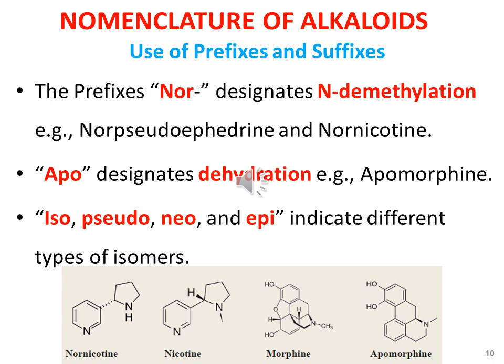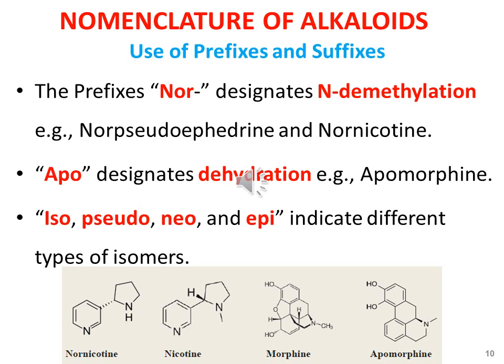Now let us discuss some of the most commonly used prefixes that are used to designate particular structural conditions of an alkaloid. The prefix NOR designates N-demethylation. What is meant by the N-demethylation? N-demethylation means that the alkaloid doesn't have any alkyl group or methyl group directly attached with the N atom in its structure. For example, NOR-pseudoephedrine. If you compare the structure of pseudoephedrine with the NOR-pseudoephedrine, the difference is that in the pseudoephedrine, one methyl group is attached to the nitrogen atom, whereas in the NOR-pseudoephedrine, this methyl group is absent. Similarly, if you compare the structure of NOR-nicotine and nicotine, in NOR-nicotine there is no methyl group directly attached with the nitrogen atom, whereas in the nicotine one methyl group is attached with the nitrogen atom.